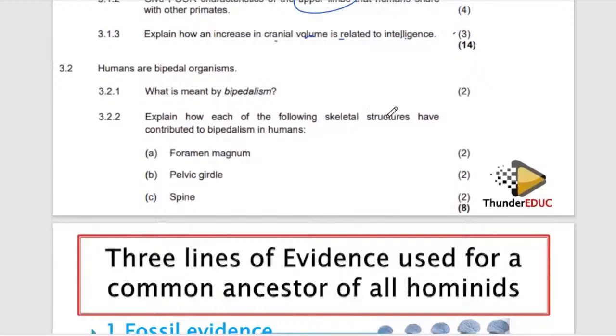Explain how each of the following skeletal features contributes to bipedalism. The position of foramen magnum is in forward position to allow the spine to connect vertically. The pelvic girdle is short and wider to support the upper weight. S shape allows flexibility of the organism. You see, it's a simple thing.